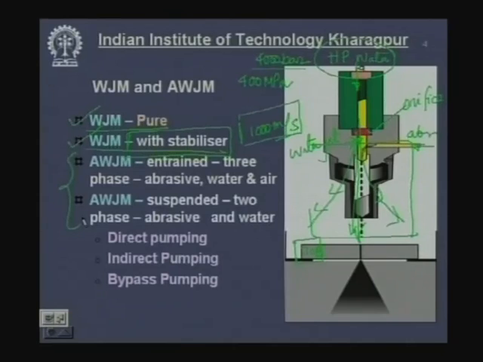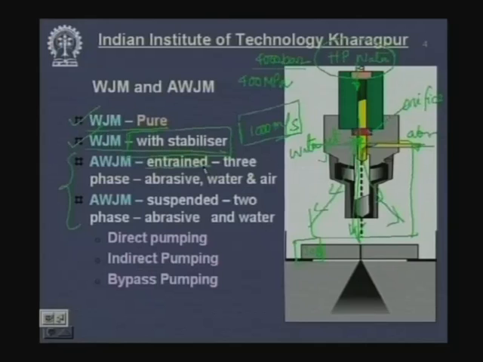There are two different systems of abrasive water jet. One is called entrained abrasive water jet system and another one is called suspended abrasive water jet system. Out of these two systems, entrained abrasive water jet is much more popular and widely used in the industry. Suspended water jet system is also used, however, its penetration in the manufacturing market is not too high.